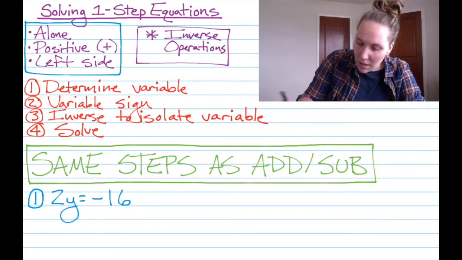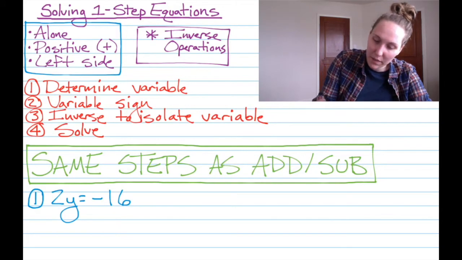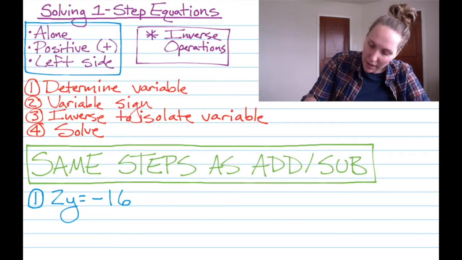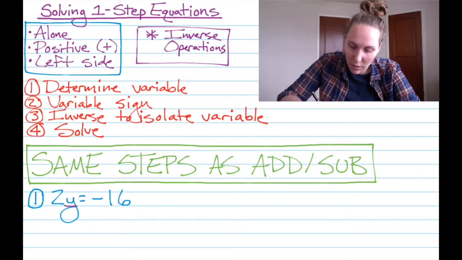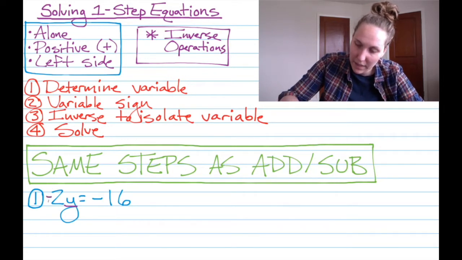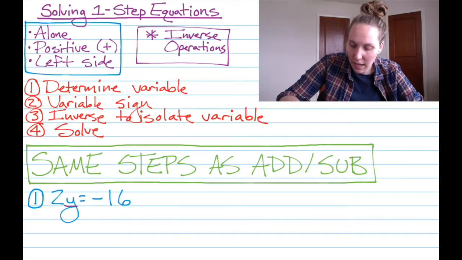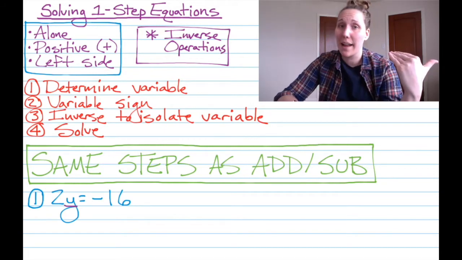Okay? So let's look. We have to determine our variable, number one. And our variable right here is y. Is it alone? Nope, it's got this 2 hanging out over here with it. Is it positive? Yes. There is no negative sign over here. There would be a negative if it was not. And is it on the left side? It is. So it's positive on the left side. Problem is it's not alone.